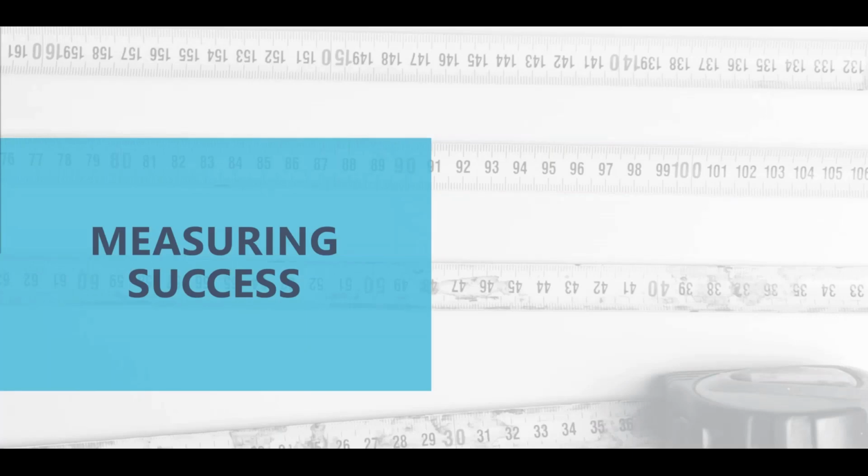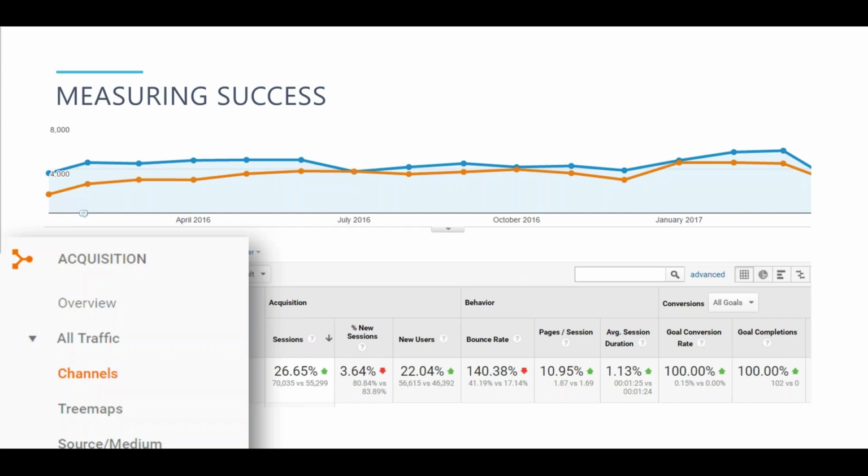Okay, so you've done all your homework. You've optimized your titles, your meta descriptions, your alt image tags. You set up your Google My Business. How do you measure success of this? Our recommendation, you set up an account on Google Analytics. It's free for the base package itself.